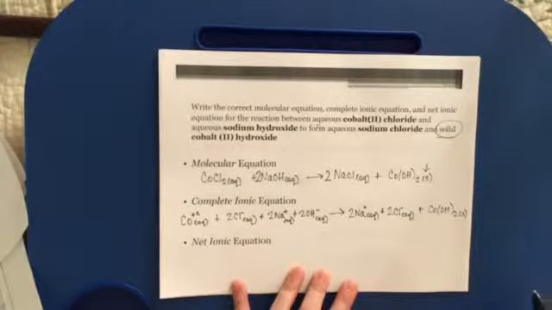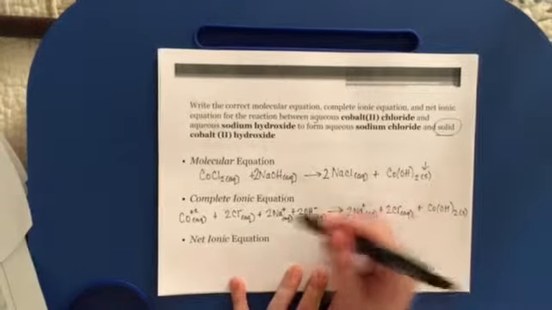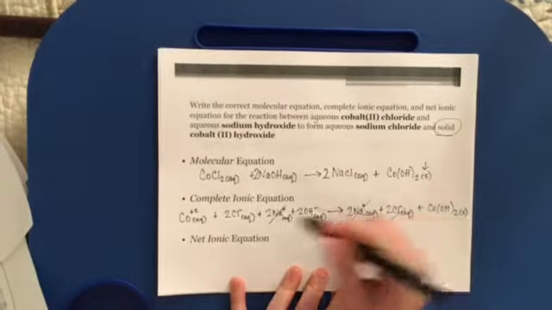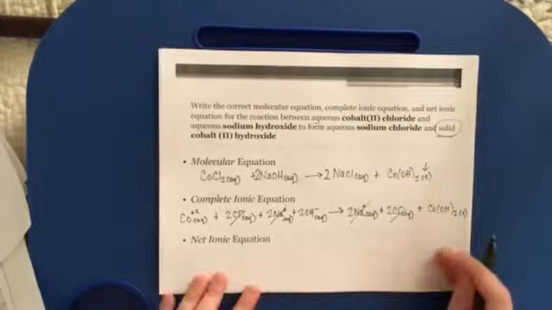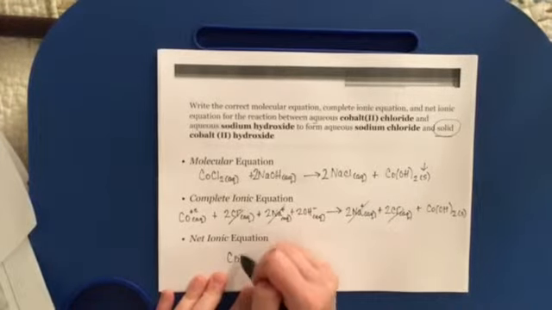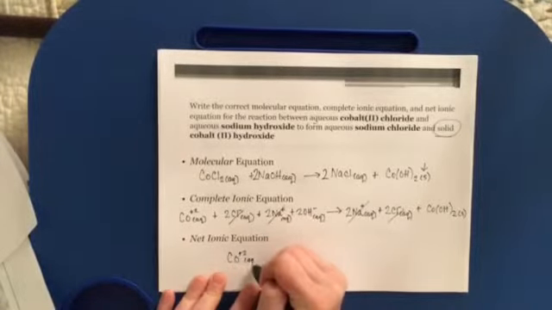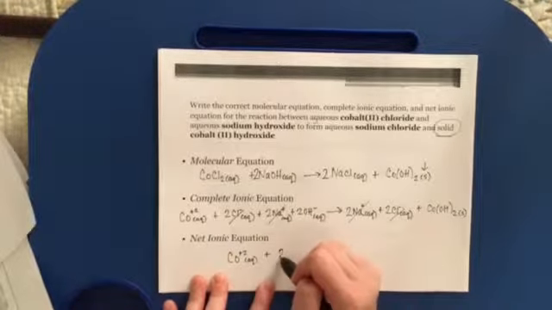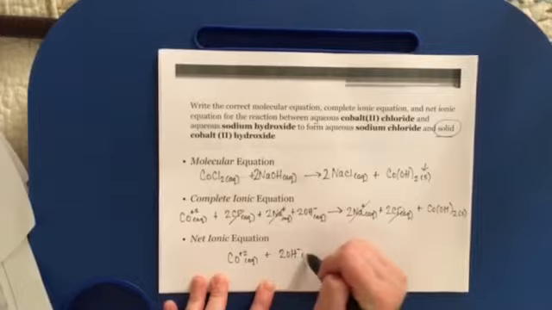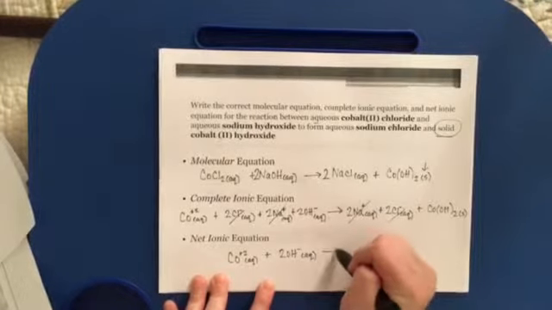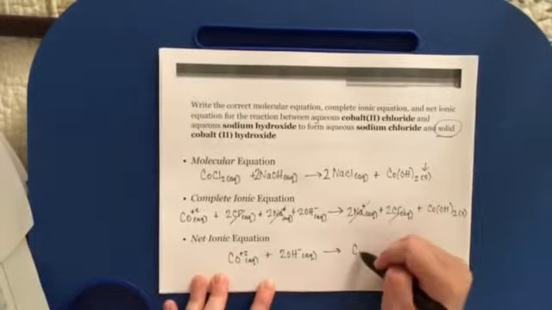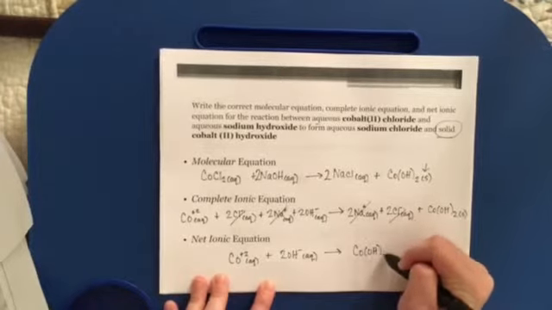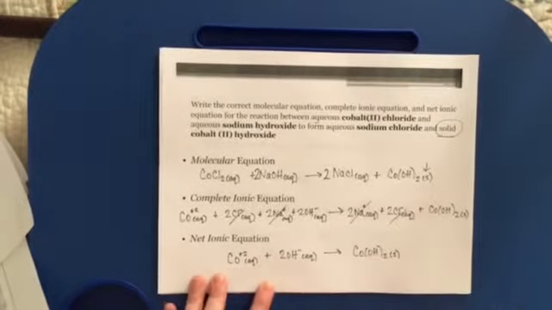So now we can cancel out what's on both sides. We've got these sodiums and 2 chlorides. And so the net ionic equation is cobalt plus 2 hydroxides. That forms cobalt hydroxide solid.